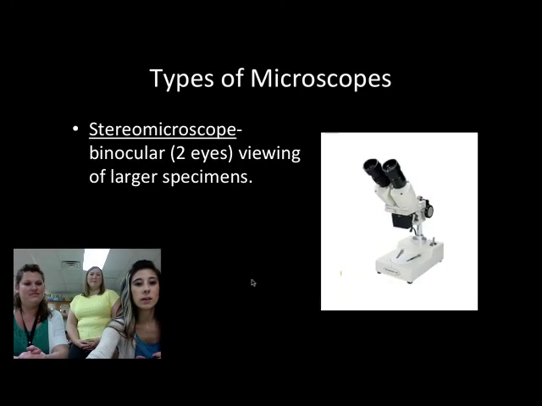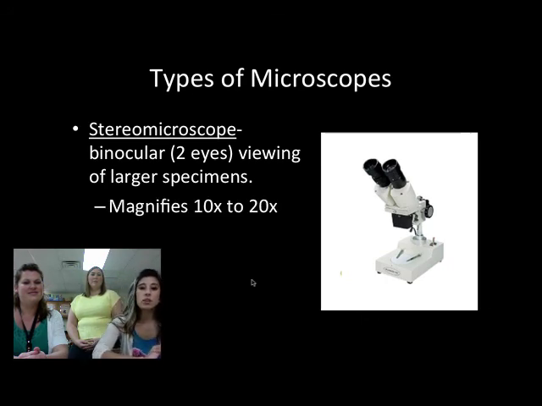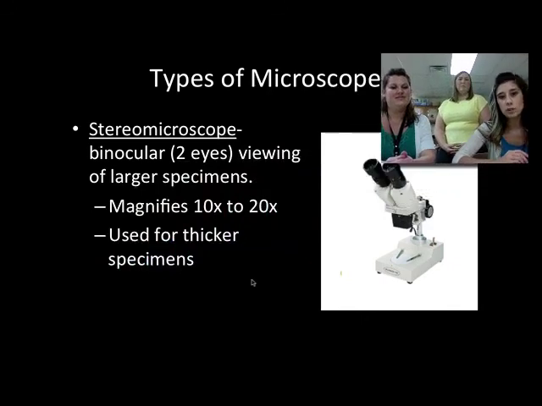We're going to teach you a little bit about the microscope. To begin with, we've got the stereo microscope, that is in that picture right there. It is binocular, meaning it has two holes for your eyes to look through, and it's for viewing larger specimens. The magnifications that it can hold are between 10 and 20 times. We usually use it for something that's thicker, something that's not thin enough that we can make a wet mount. So that's the type of microscope that we will be using for that.